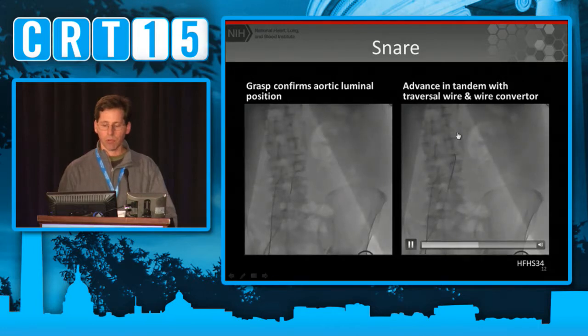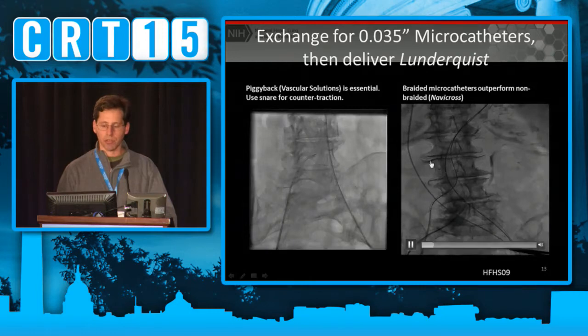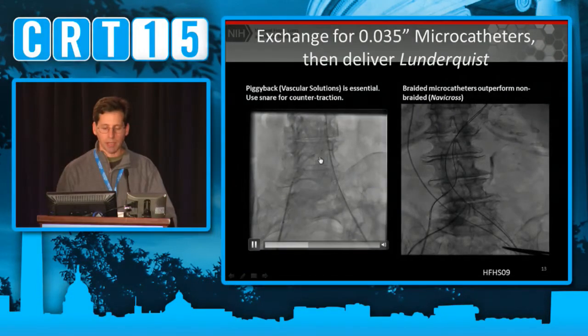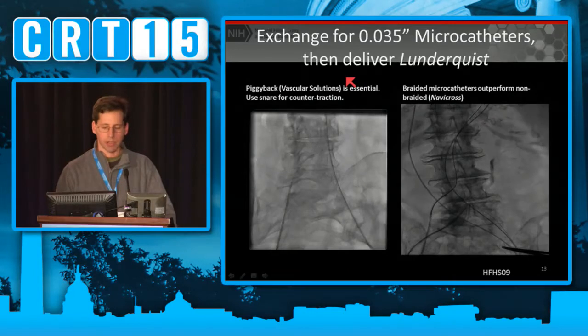First, we pull up the 014 wire. Now we're pushing the wire and we're pushing the snare. Then we cross the piggyback. The piggyback is just a fundamentally enabling thing. It's better than a balloon. See that piggyback goes across, and now we have an 035 rail in the aorta. Now we're holding on to the snared tip of the wire to make countertraction.